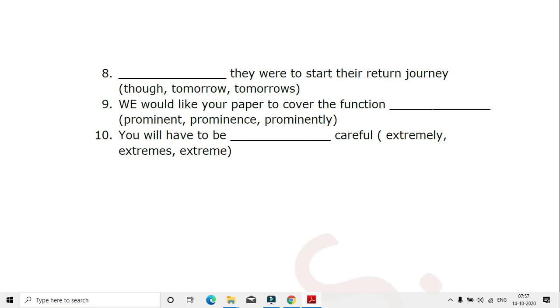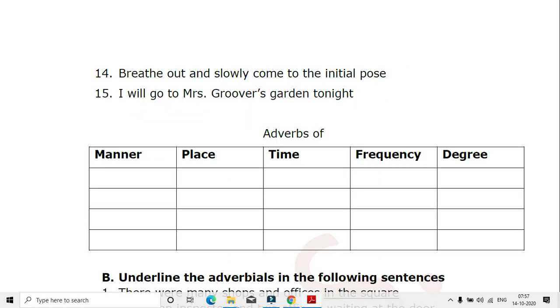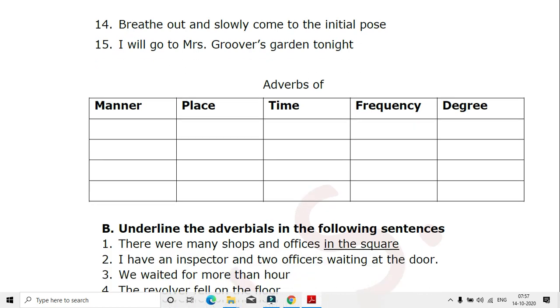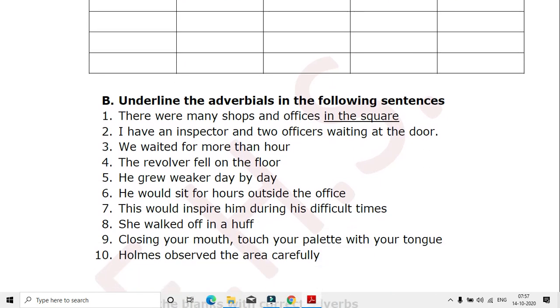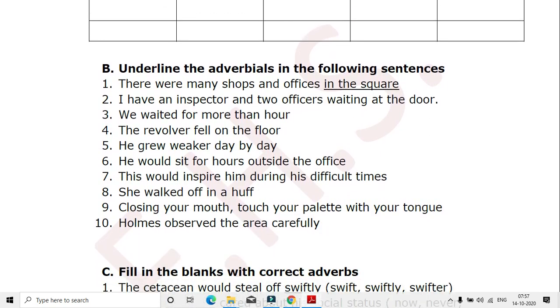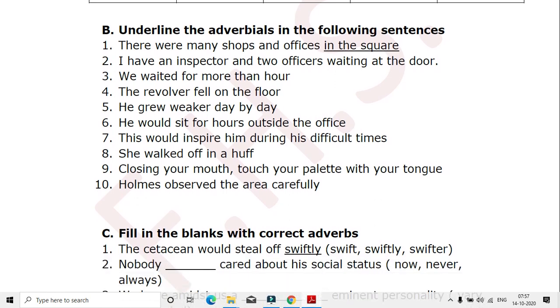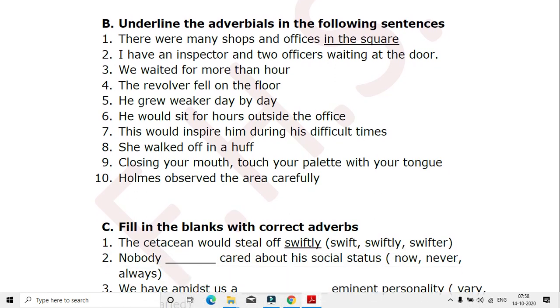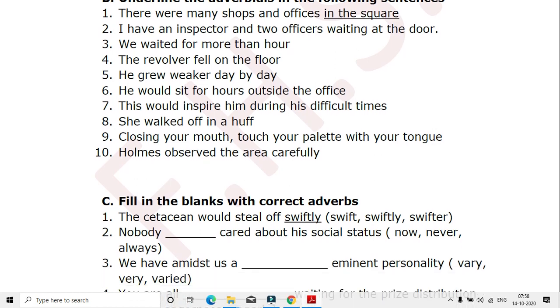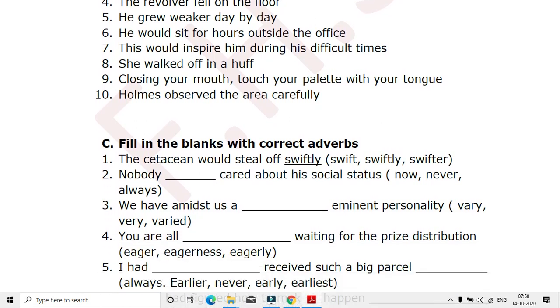I'll just go back to this page so you are able to copy this a little bit. I'll just wait for a few minutes. As I said, if you have any doubts, write it in pencil and then you can clarify it with me and then write your answer.